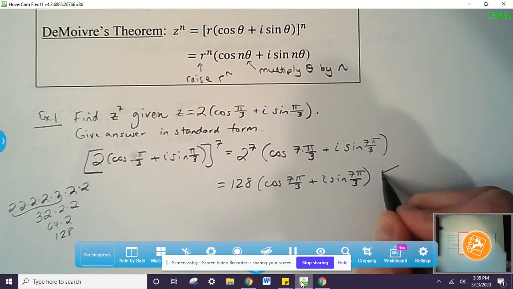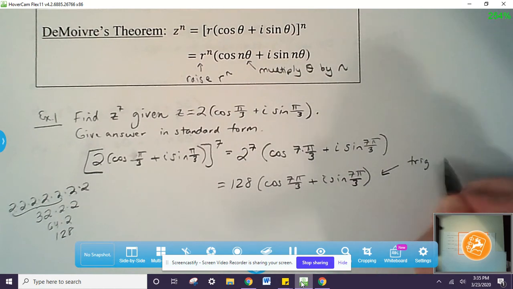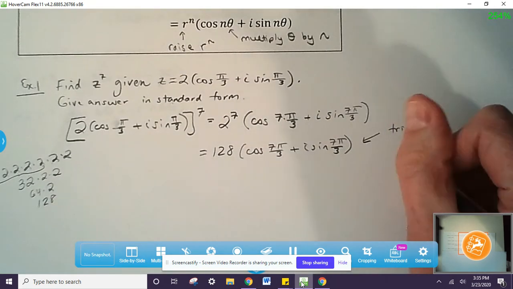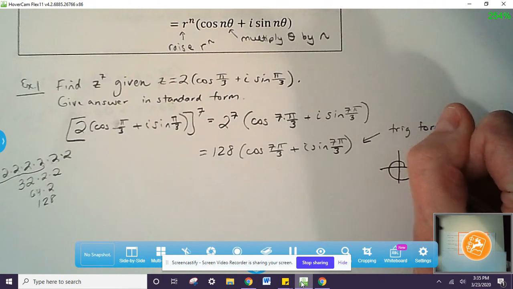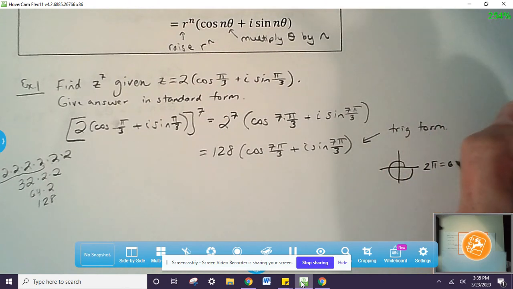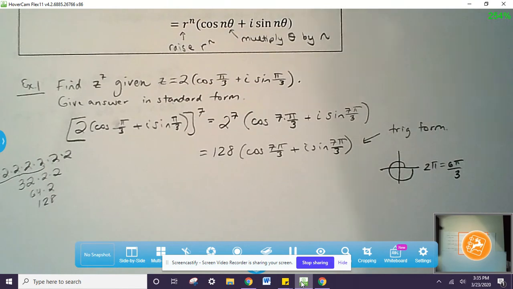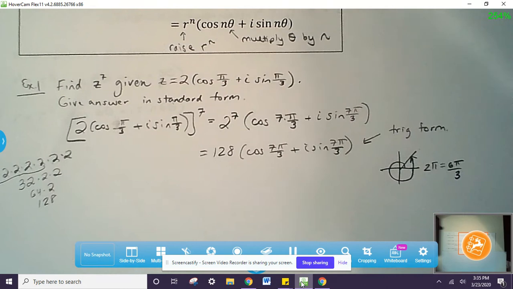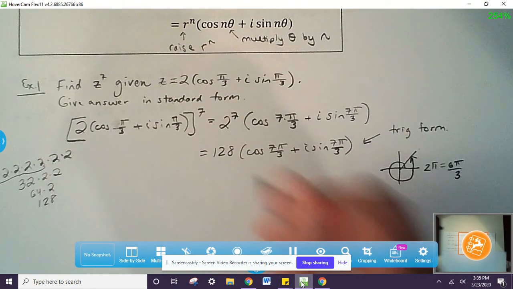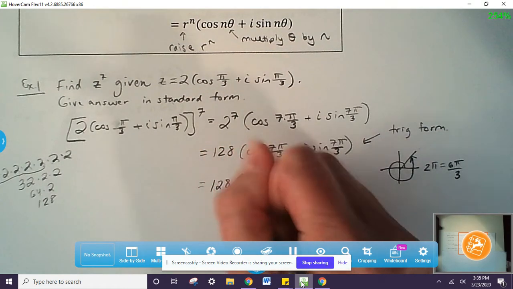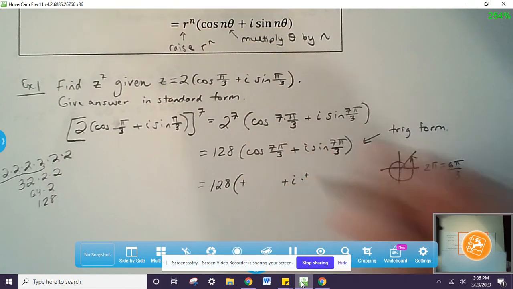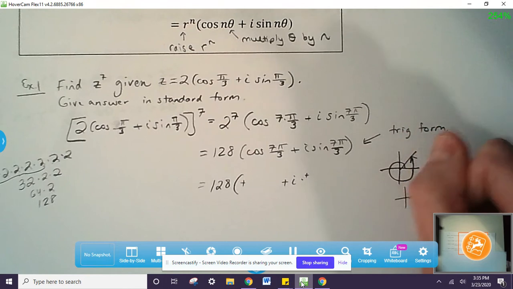By the way, if we wanted our answer in trig form, we'd actually be finished at this stage. But since the directions say standard form, we continue. So 7 pi over 3 is going to go all the way around past 2 pi, and it's going to go past 2 pi by pi over 3. So it's going to be in quadrant 1, coterminal with pi over 3. Since that's in quadrant 1, both cosine and sine are going to be positive because all students take calculus.